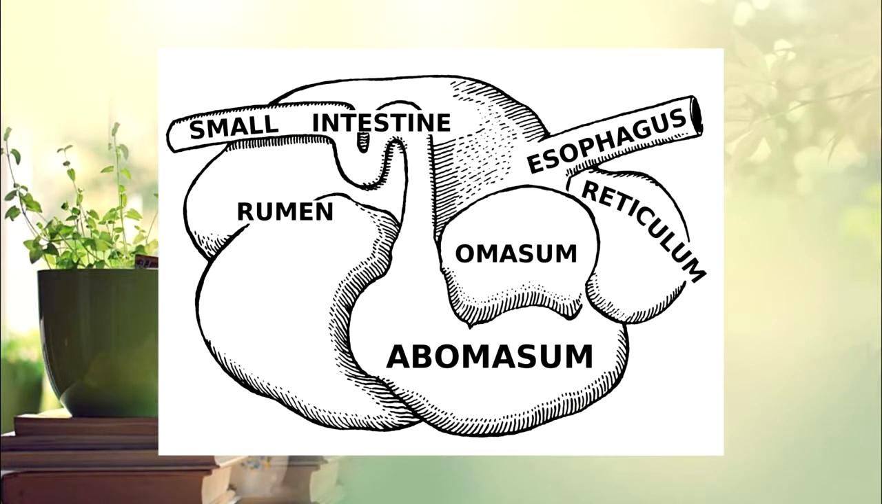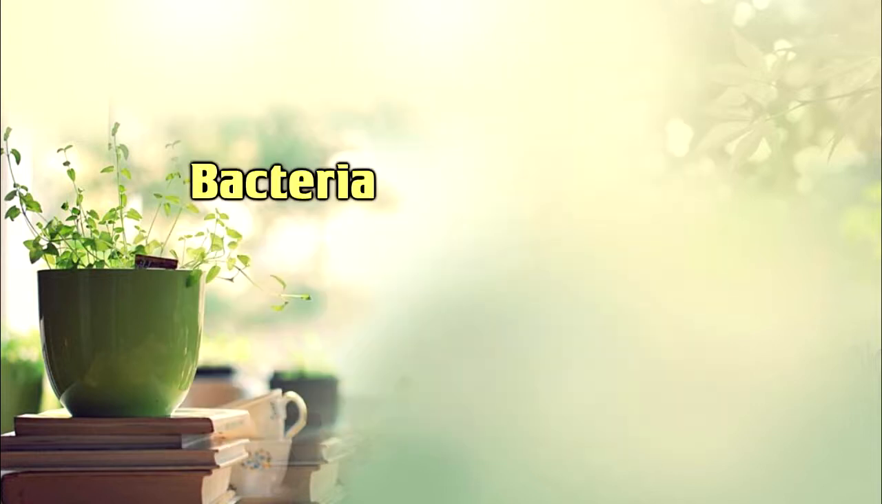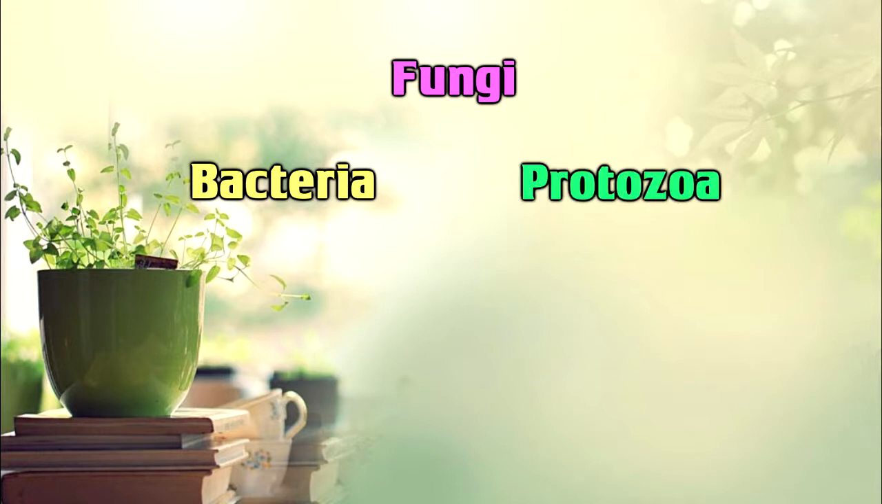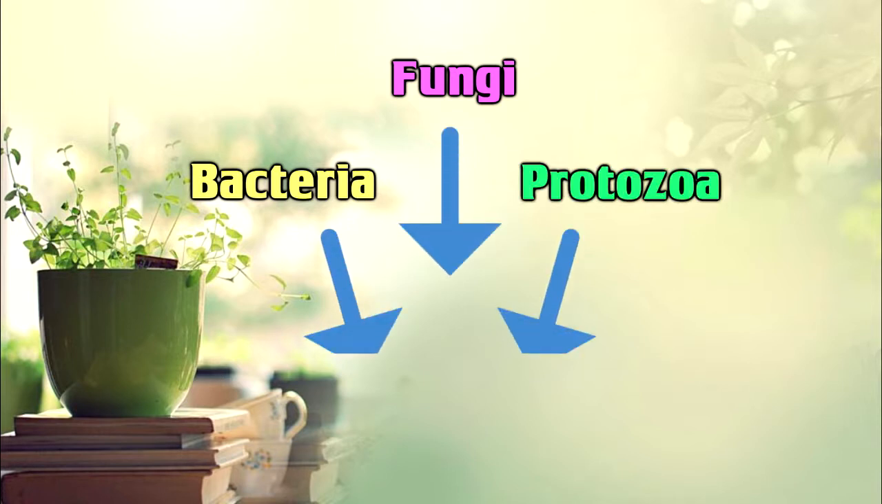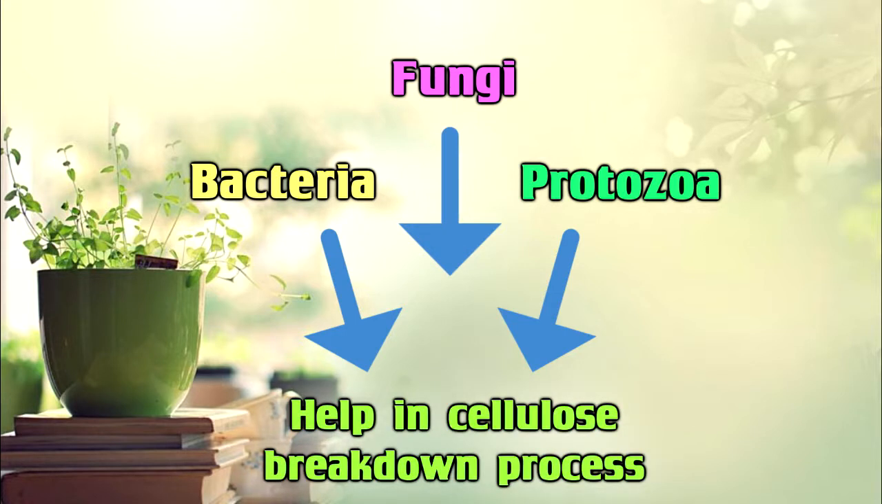Now, let us take a look at the example of microorganisms in the rumen of a ruminant. In the rumen, there are lots of microbes living together, including bacteria, fungi, and protozoa. All these microbes live symbiotically in the rumen and help in digesting cellulose.